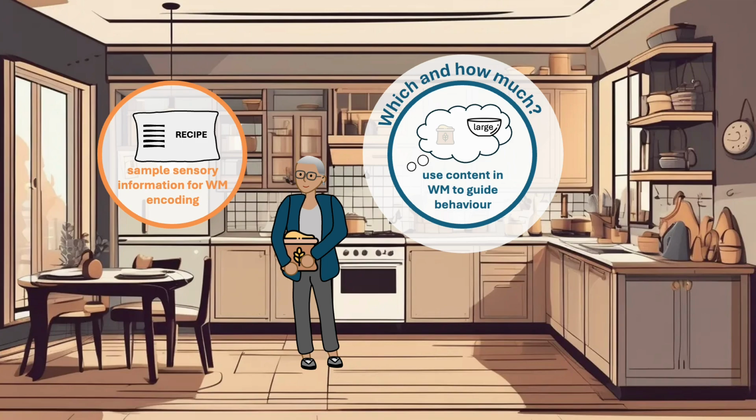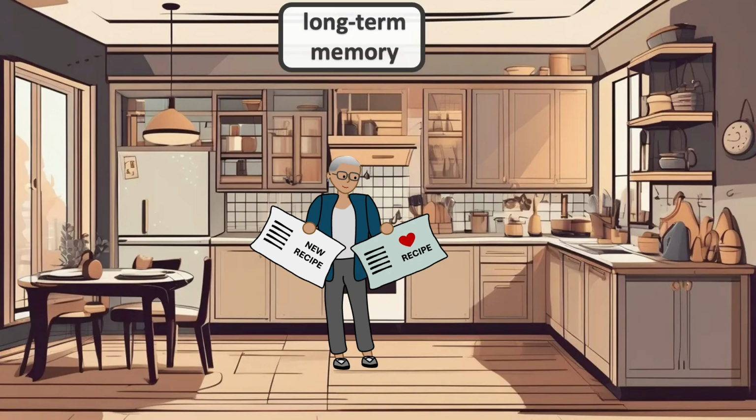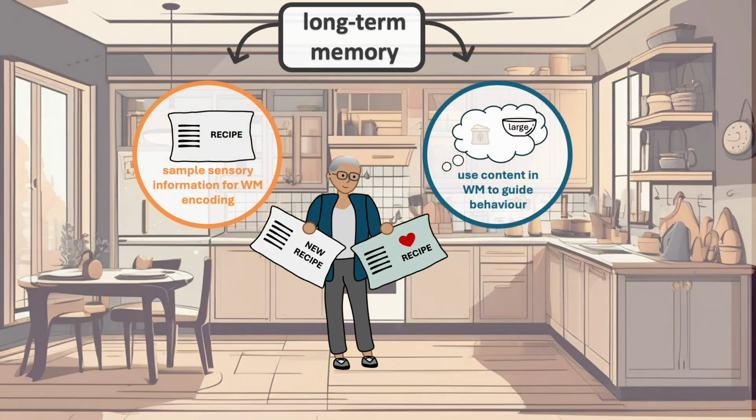To complicate matters, our memories usually span different timescales. If, instead of a brand new recipe, you're cooking your favourite dish, past experience or long-term memory comes into play. Yet, little is known about how long-term memory influences how we rely on memories in naturalistic settings, particularly how it shapes the coordination between sensory sampling in service of encoding and using available contents in memory.